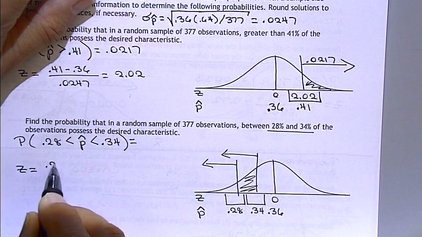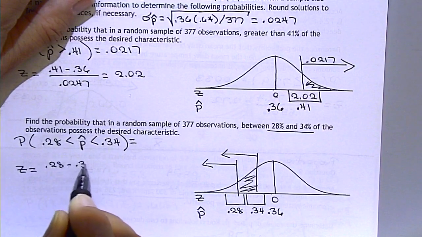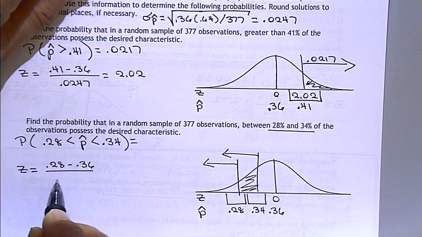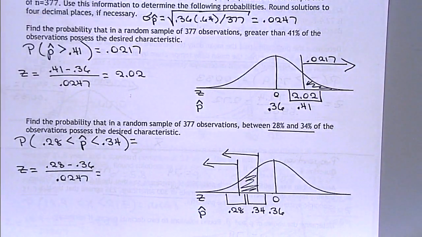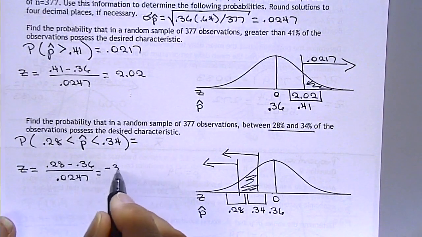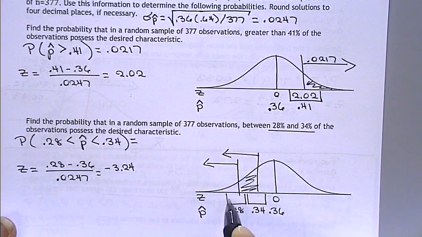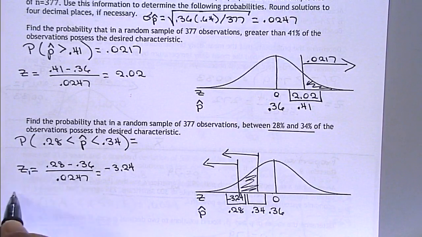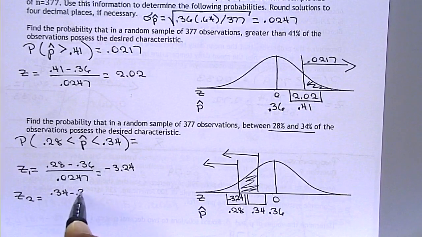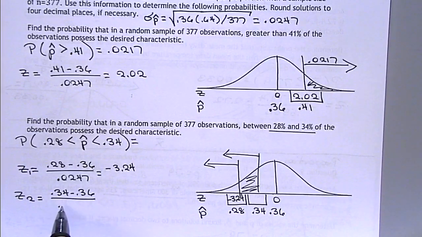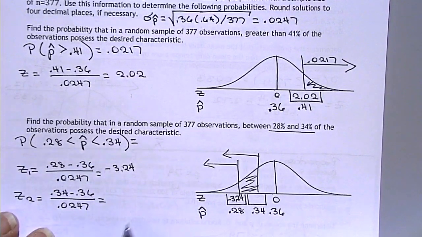I'm going to take 0.28, subtract 0.36, divide by 0.0247, which gives me a negative 3.24. That's the first one. I'll call it Z1. Z2, 0.34 minus 0.36 divided by the same thing. The only thing I changed was the sample proportion I'm interested in. And this time I got a negative 0.81.